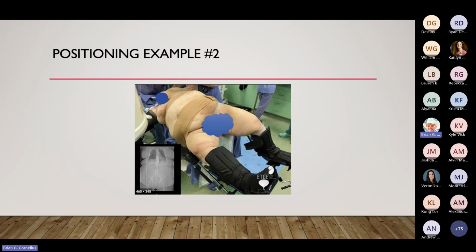And they get a little bit more exaggerated as we go on. So things to think about. We put people in really weird positions for surgeries. So just be very cautious.